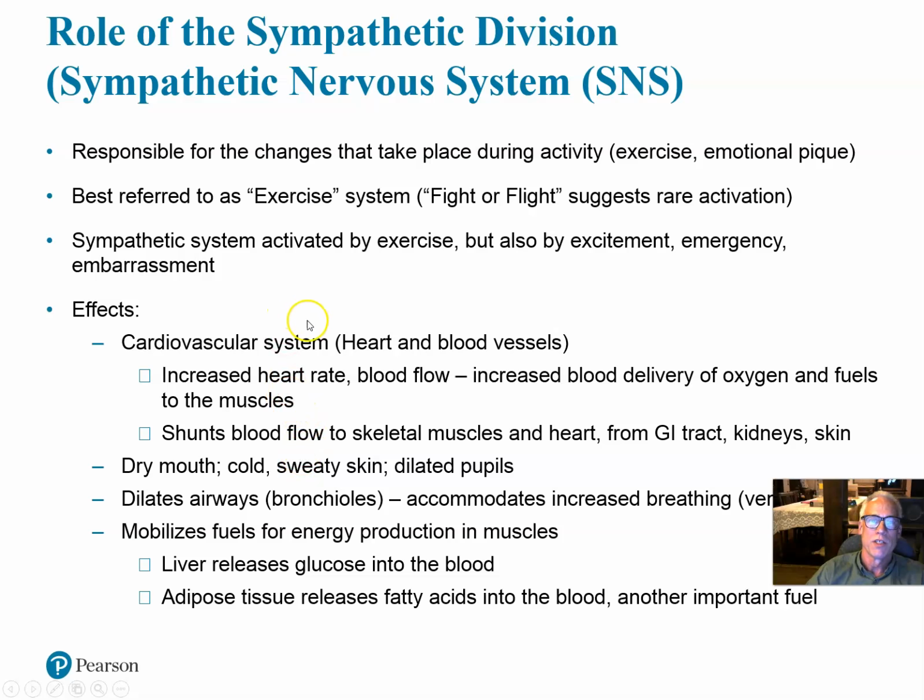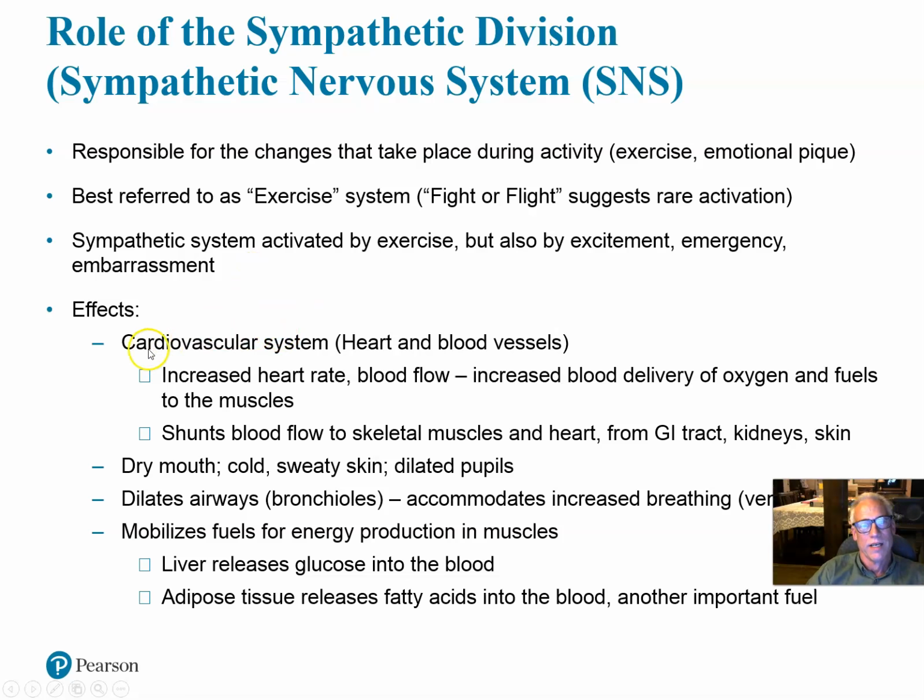The sympathetic nervous system is the exercise division, or sometimes called the fight or flight division. I prefer using the exercise moniker because if you just call it the fight or flight division, it tends to create the impression that it's only activated in rare instances of dire emergencies, when in fact it's activated every single time you do virtually any activity, as well as other situations. If you become excited by something, or embarrassed, angry, the sympathetic nervous system is turned on.